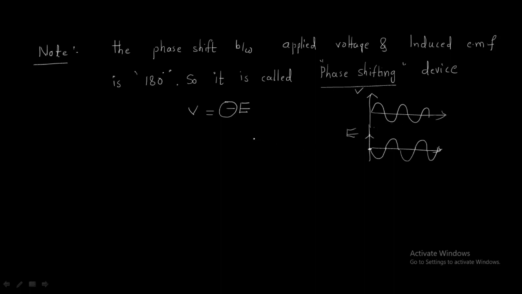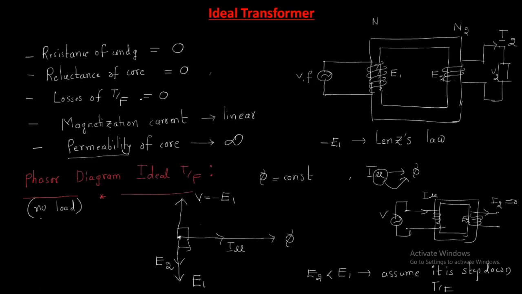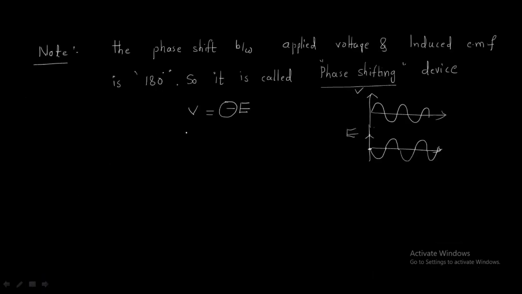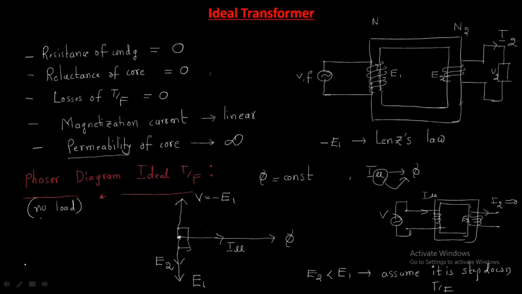Okay. This is about the ideal transformer and the phasor diagram of the ideal transformer, and the reason for calling it a phase shifting device. So this is about the ideal transformer.